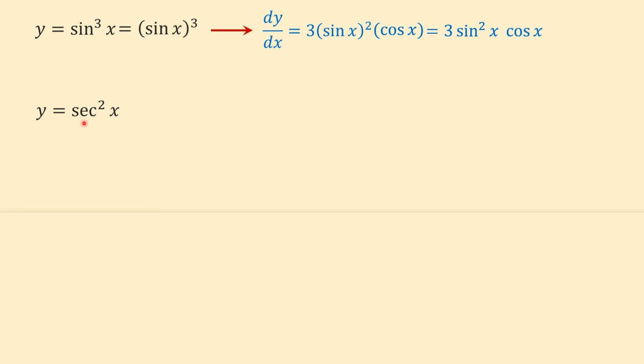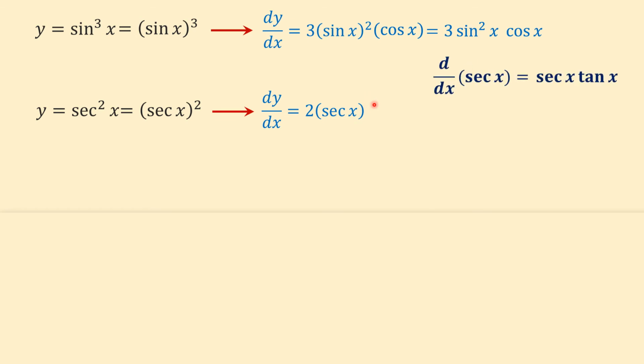Another example. Y equals secant squared of x. First I write it in the power form. Now secant of x is the inside and squared is the outside function. Derivative of the outside function is 2 secant of x to the 1. Note that we bring the power down to the front of the term as a coefficient and we reduce power by 1. So derivative of the outside function is 2 secant of x to the 1 times derivative of the inside function. Remember that derivative of secant of x is secant of x times tangent of x. So derivative of the inside function is secant of x times tangent of x, and we can simplify it as 2 secant squared of x times tangent of x. Secant times secant is secant squared.